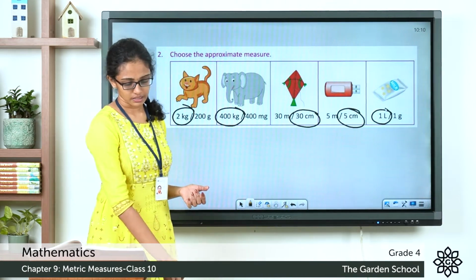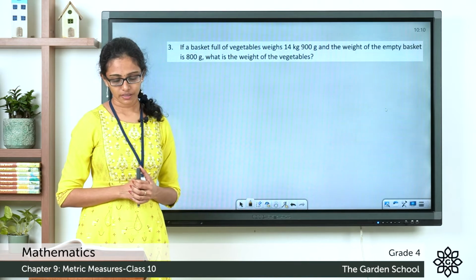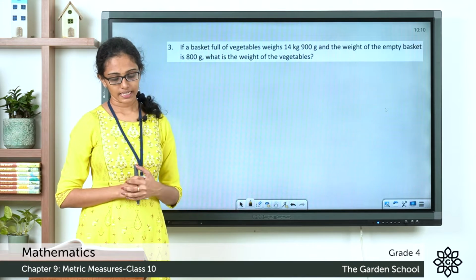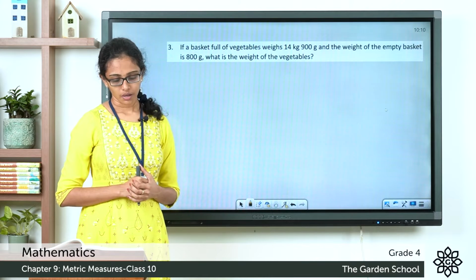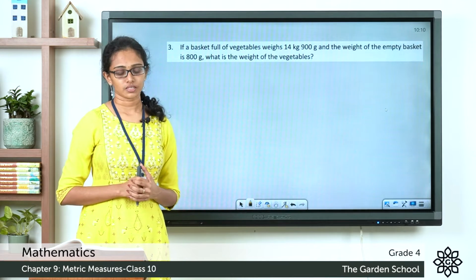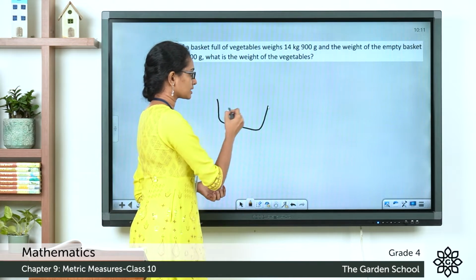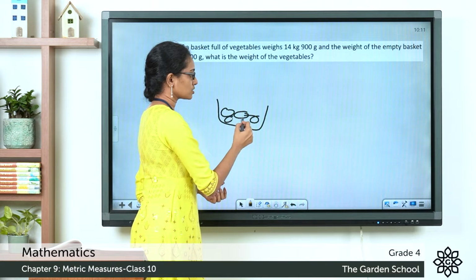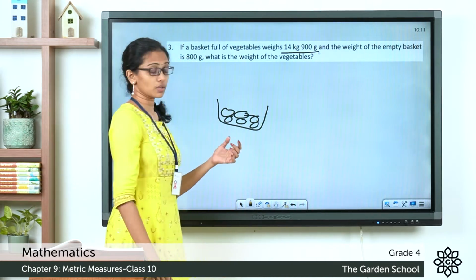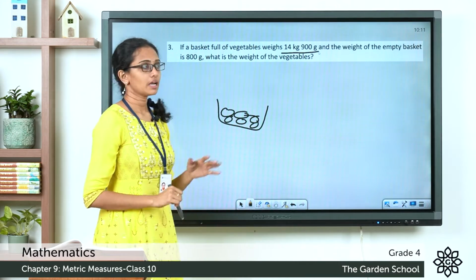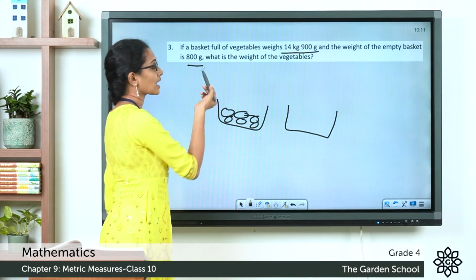Let's move on to the third question. We have a word problem here. If a basket full of vegetables weighs 14 kilogram 900 gram and the weight of the empty basket is 800 gram, what is the weight of the vegetables? So what is mentioned in the question? There is this basket and this basket is full of vegetables. So the total weight of this basket with the vegetables is given as 14 kilogram 900 gram. And also the weight of the empty basket is given, which is equal to just 800 gram.